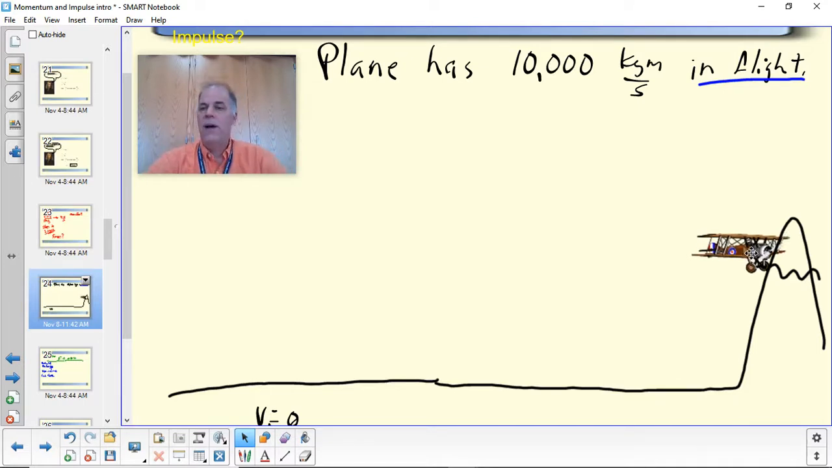Now, on this particular day, the pilot's not paying attention, and he crashes into a mountain. We'll say that he sees it at the last moment and ejects and comes down safely in his parachute. But the airplane crashes into the mountain, and it goes from moving really, really fast to not moving at all in the blink of an eye, snap of fingers.